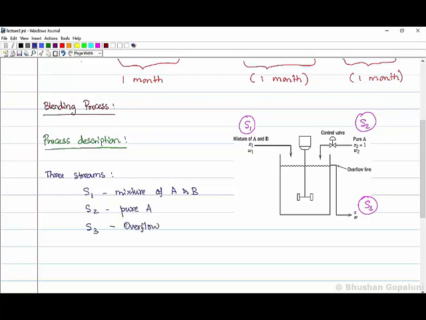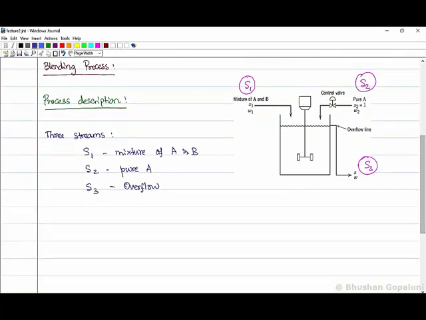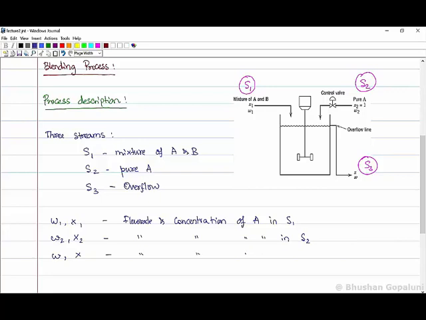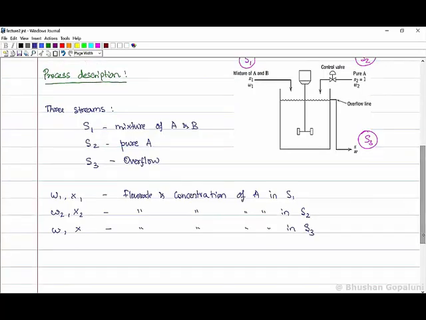We're interested in maintaining the concentration of X in S3. W1, W2, and W are various flow rates. X1, X2 are the corresponding concentrations of A in streams S1 and S2. Our objective is to blend S1 and S2 to produce S3 that is at a desired composition. Let's call it XSP. SP stands for the set point.